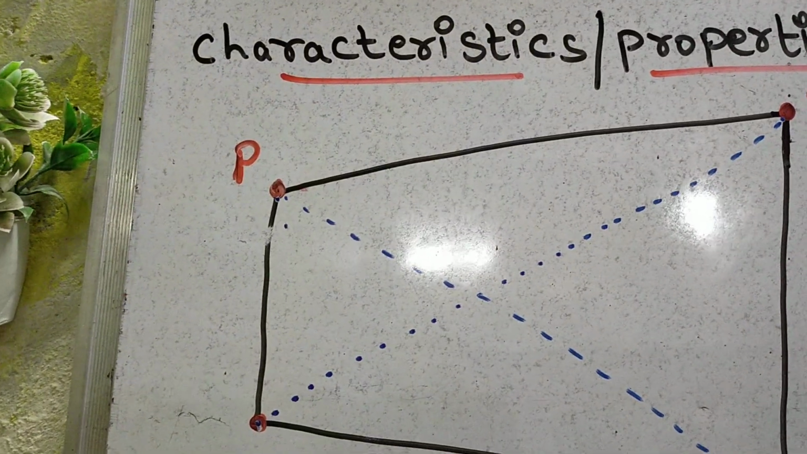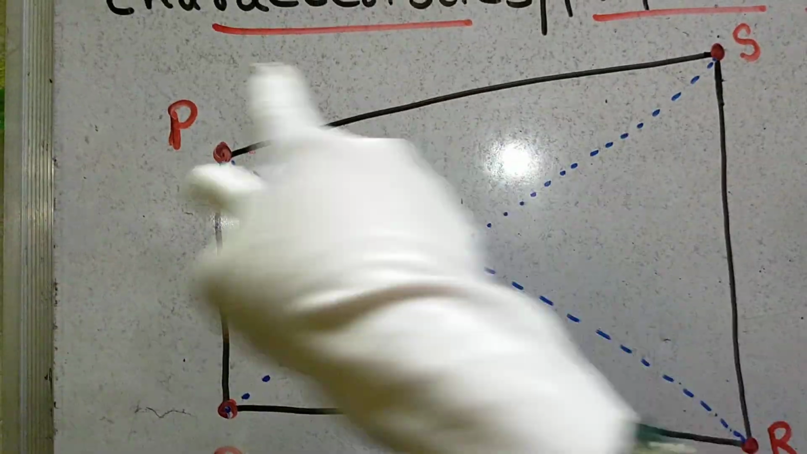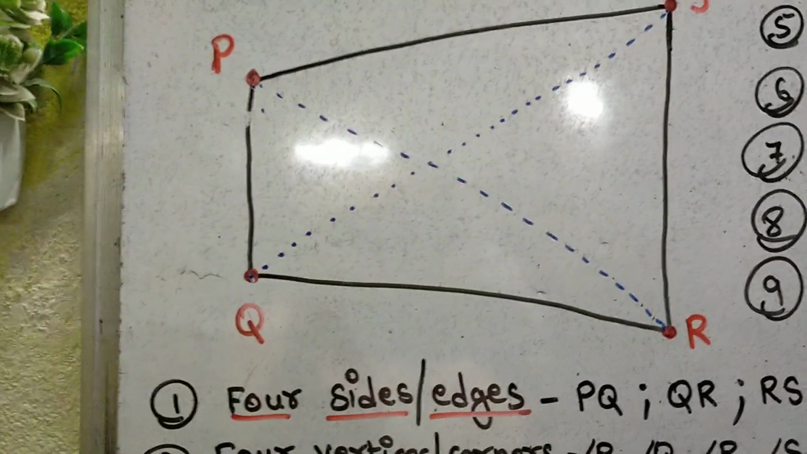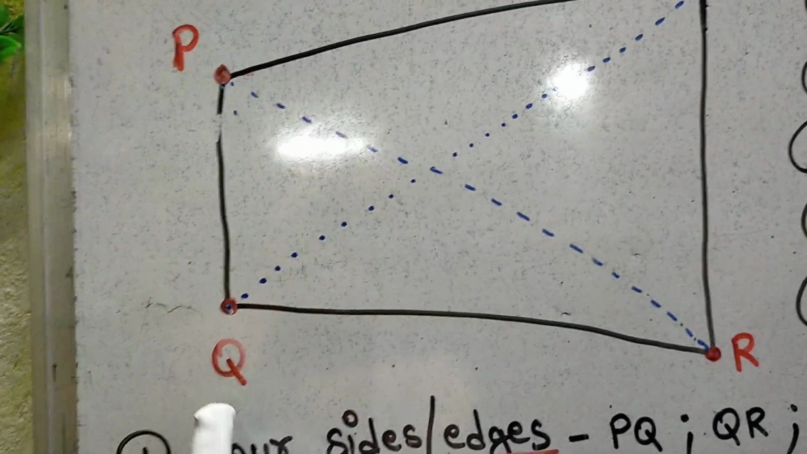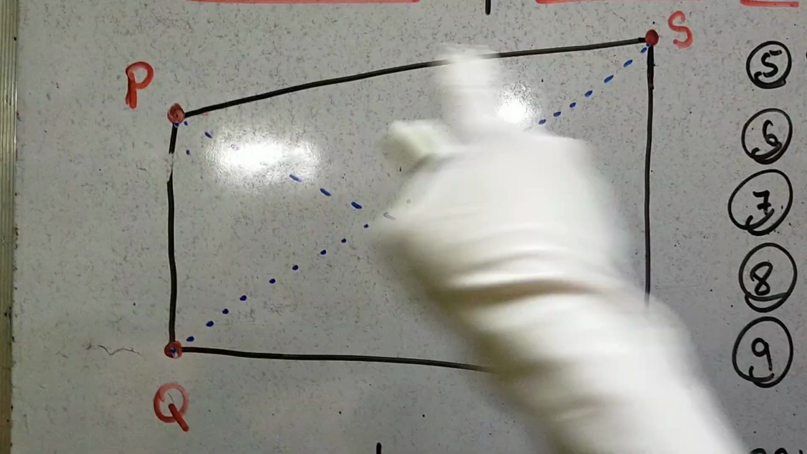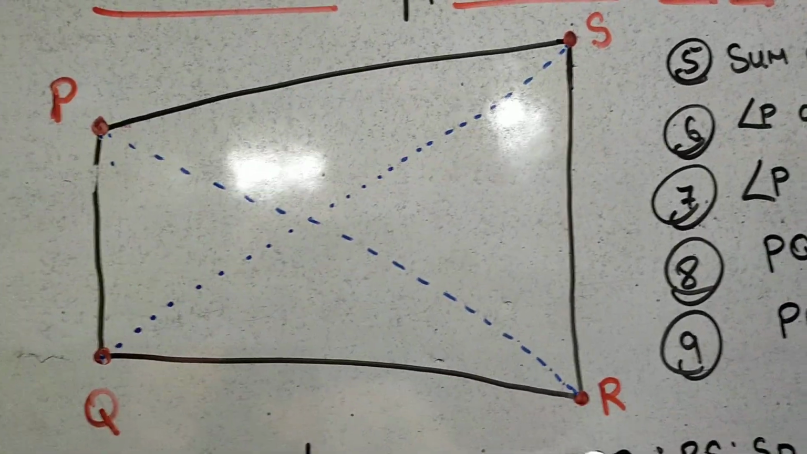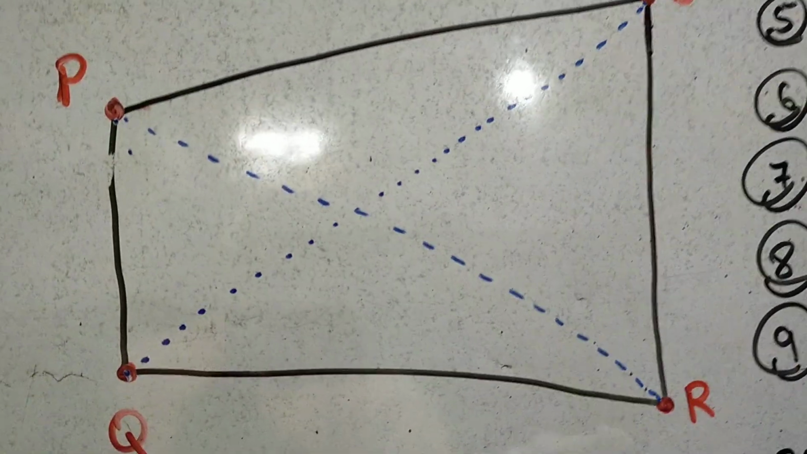Then opposite: angle P and angle R. These are opposite angles. Can you see? Kids, are you understanding? Am I confusing you, or is it okay? Angle P and angle Q are adjacent angles, whereas angle P and angle R are opposite angles.